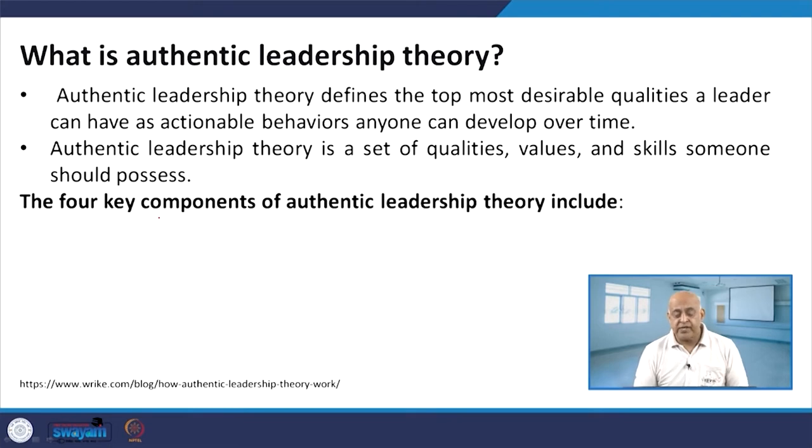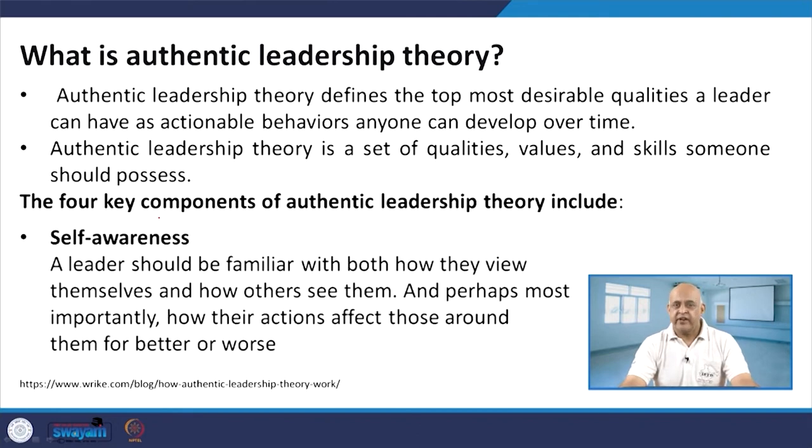Define the most desirable qualities a leader can have as actionable behaviors anyone can develop over time, because this is supported by the moral. It has transparency, it has respect and dignity for others, it has working togetherness. So in whatever he follows, that is actionable behavior. He is getting work done also. He is result oriented. It is not only behavioral science and cognitive, but rather the delivery of the task is also there.